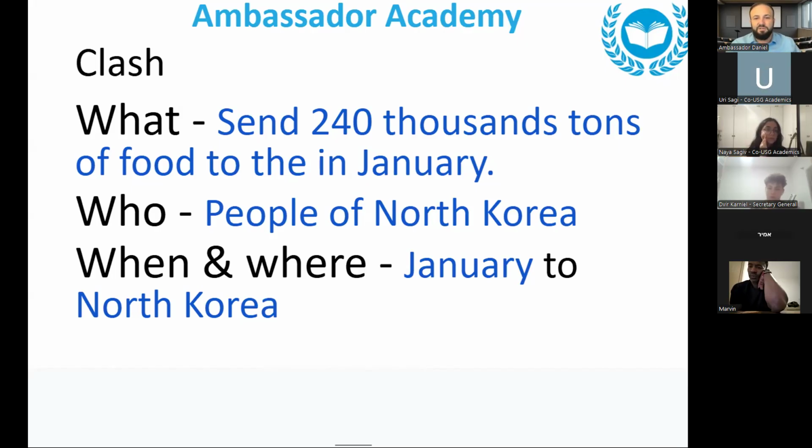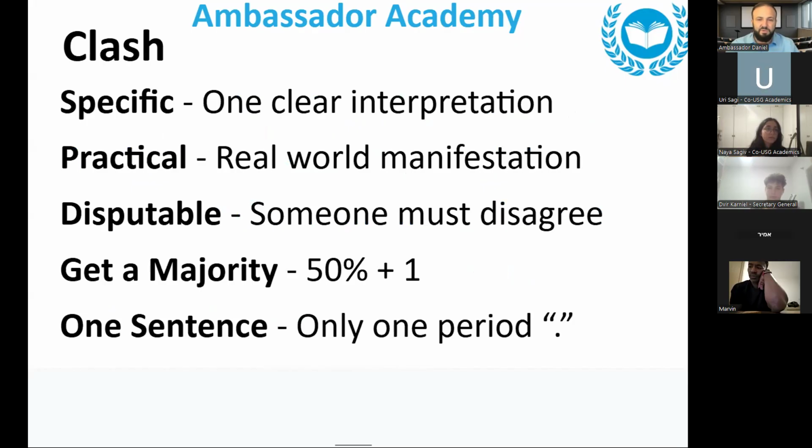Now, the more detailed breakdown is specific means one clear interpretation, practical means exists in the real world. I can't send all the food. I can send 200 tons of food. Disputable, someone must disagree. Get a majority. You can ideally get 50%. And one sentence with one period.